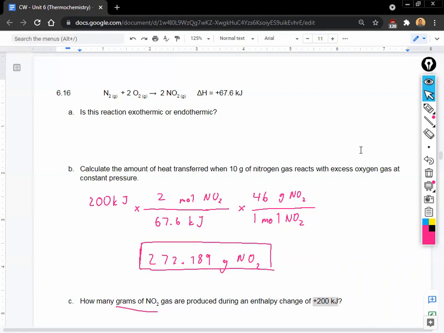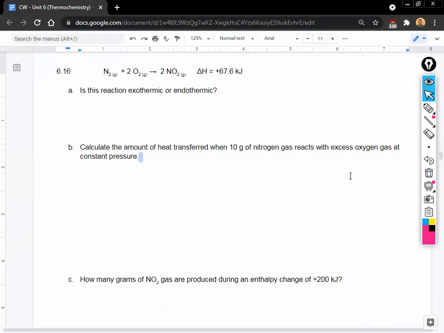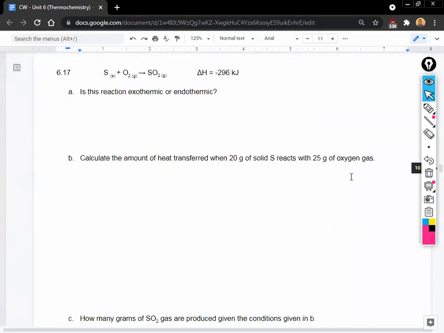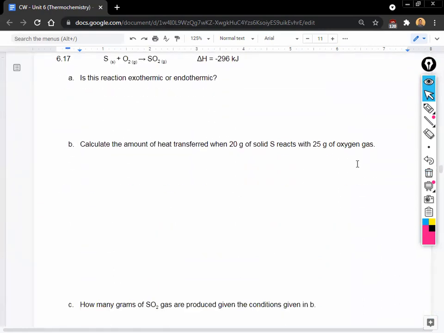Alrighty, guys, last question. Okay, last question that we're gonna do today. Okay, 6.17. Now, let's go through part A quickly. So part A, super easy. This is exothermic. Okay, and the reason why is because it's a negative delta H. That means the energy is going to be a product.